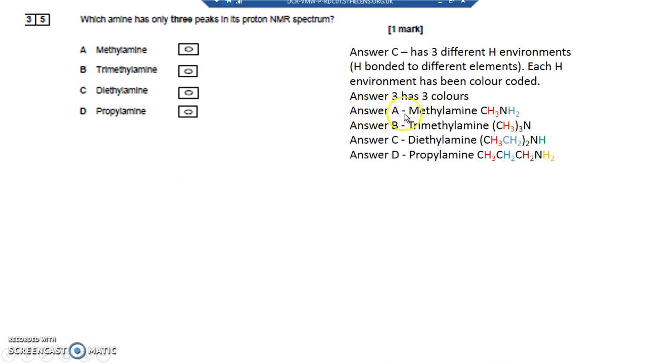So methylamine has got a CH3 with an amine, an N, and therefore it's got to have 2 H's on it, because there's a methyl and then an N, and then the N has got to have 3 bonds, 1 bond to the carbon and then 2 H's.